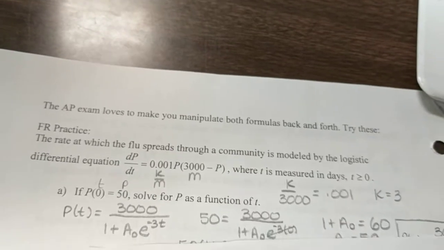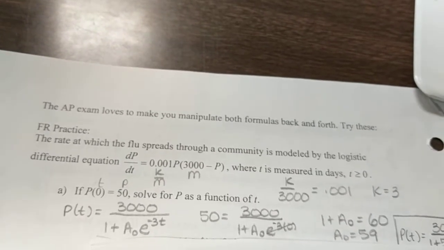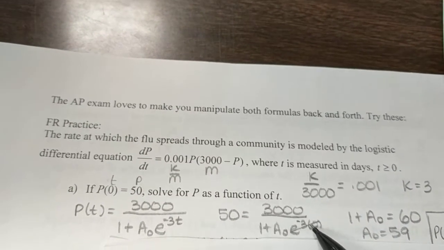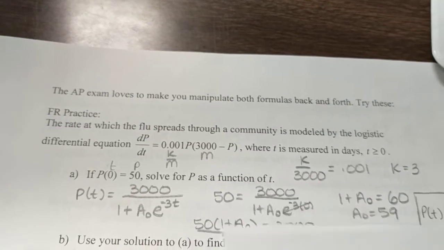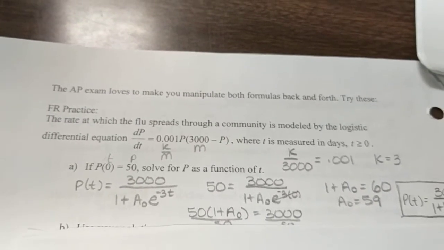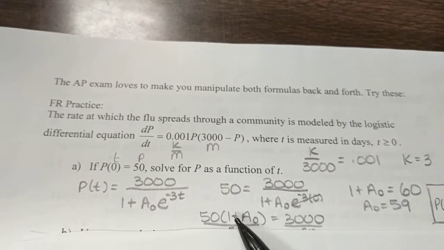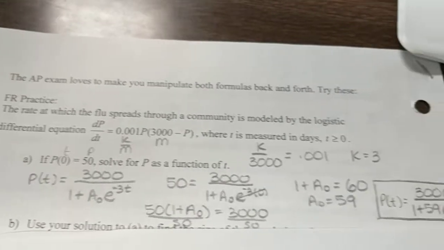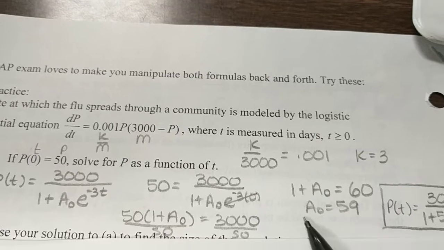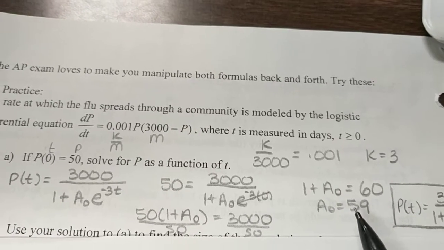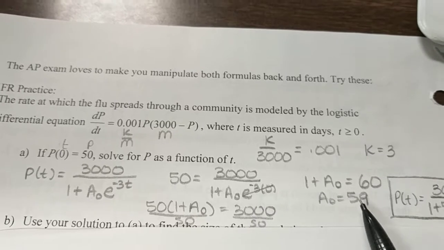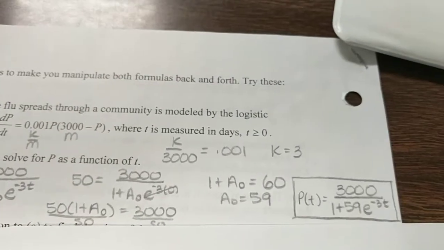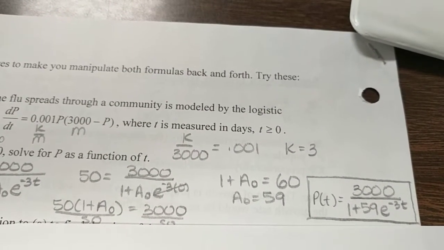When we plug in 0 and 50, e to the 3 times 0 is e to the 0, which is 1. So that kind of goes away. Now, I multiplied both sides by 1 plus A, so I have 50 times 1 plus A, and then divide both sides by 50. I end up with 1 plus A equals 60, so A equals 59. We've now used that initial condition to solve for A. The only other thing I have to do is put the A back into the original equation. So we get that lovely population equation.